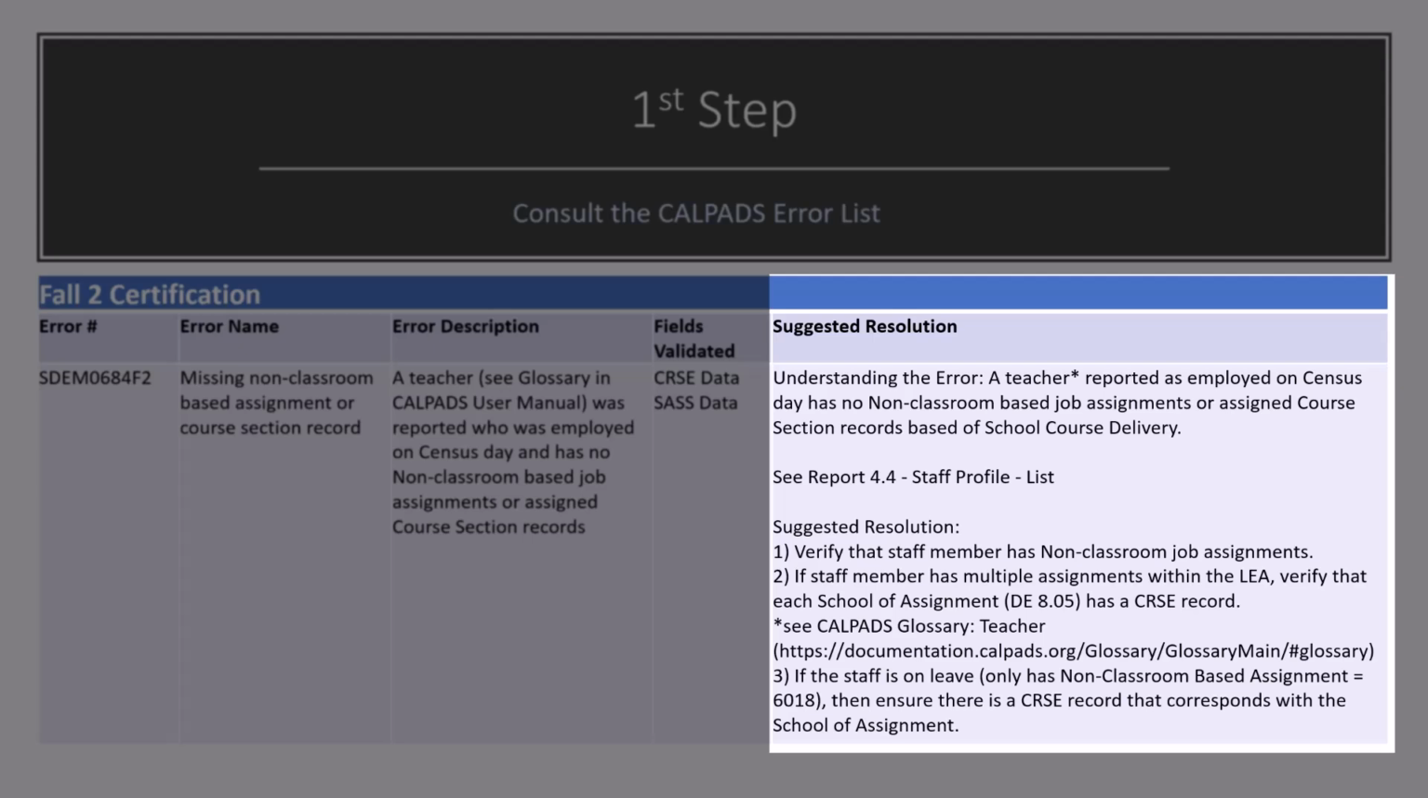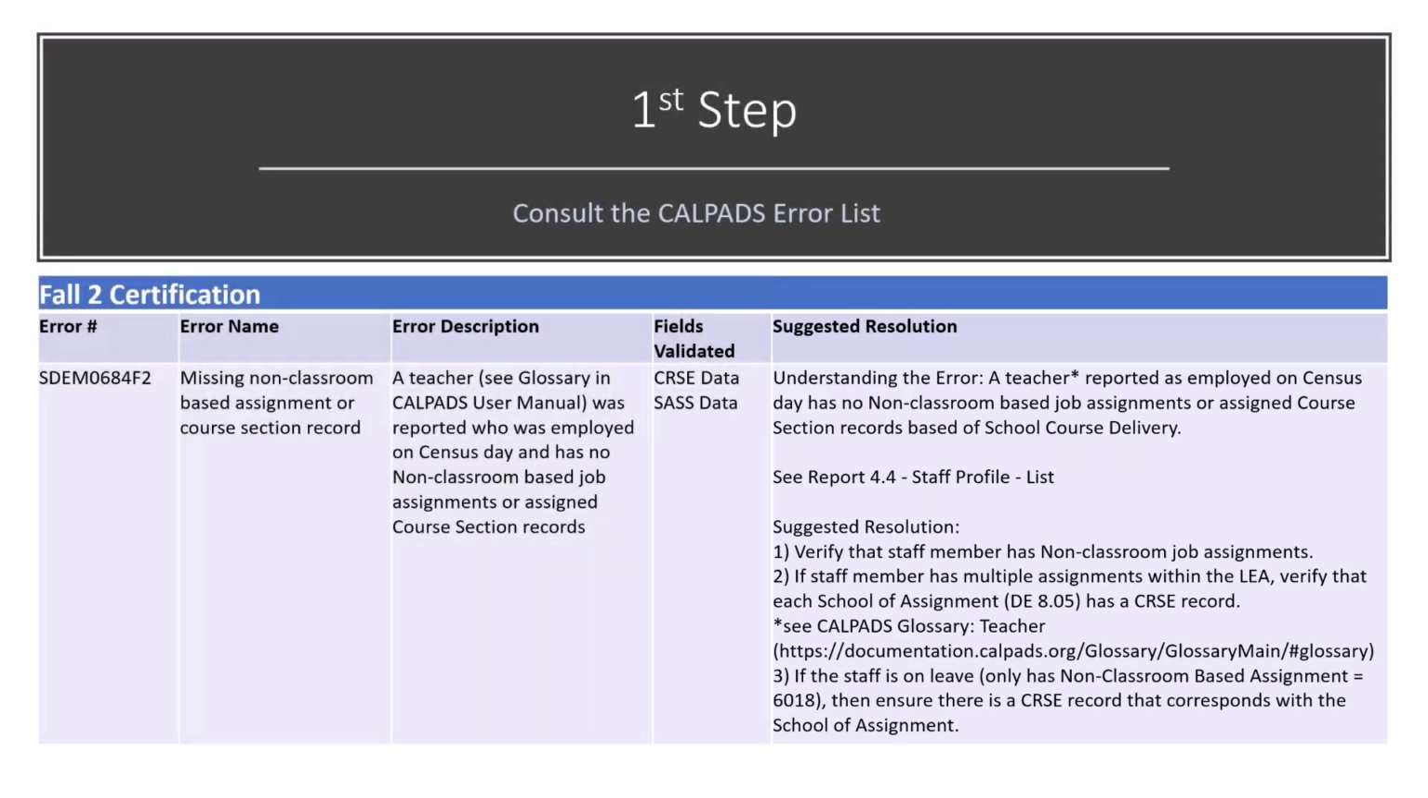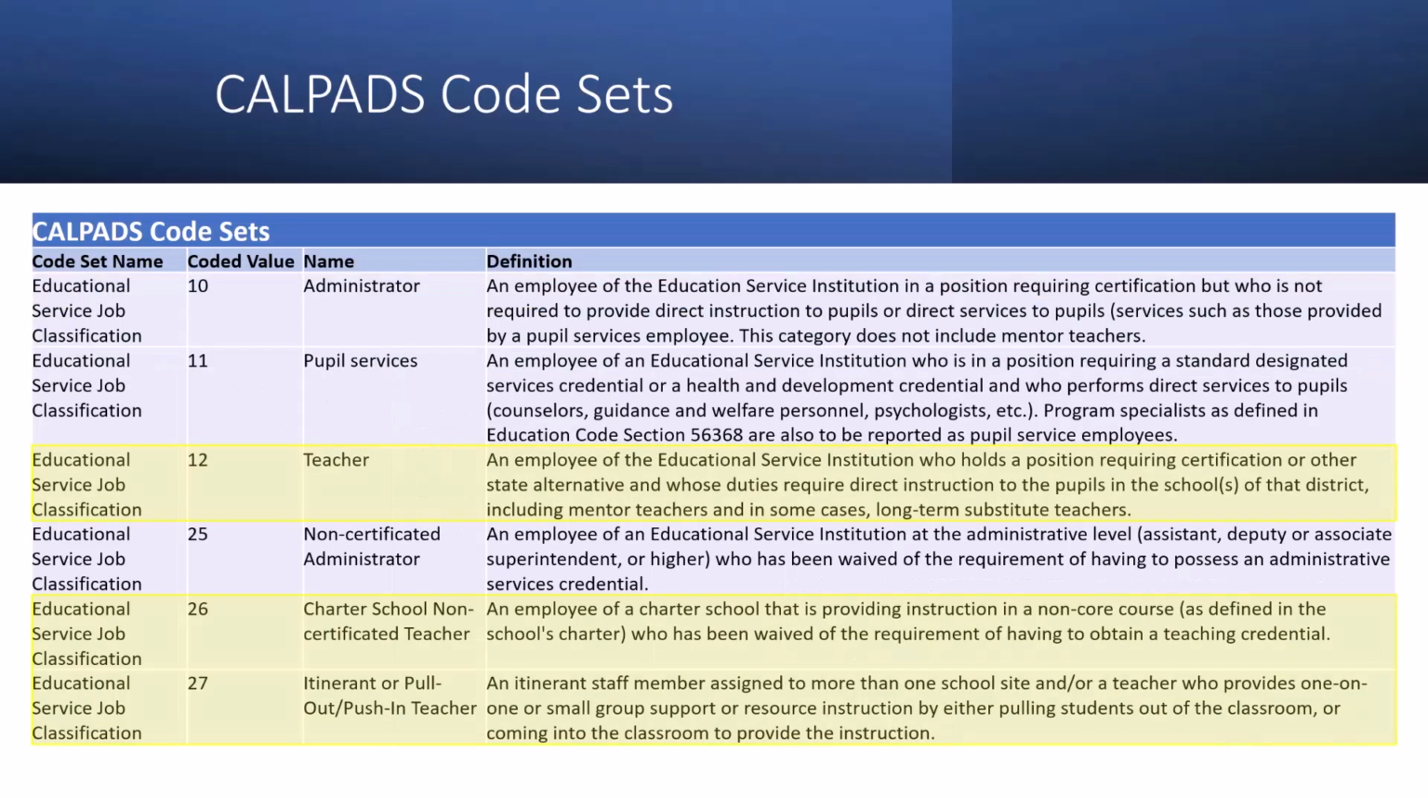The fields validated tell us what to make our comparisons in to look for the discrepancy triggering the error. Not referenced in the error list, but a valuable tool nonetheless, is the CalPADS code set. You can see that there are job classifications for teacher 12, charter school non-certificated teacher 26, and itinerant or pull-out push-in teacher 27. Then if you look in the definitions, you will see the description of direct instruction to pupils.